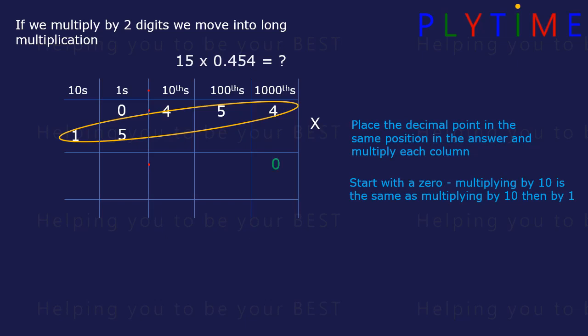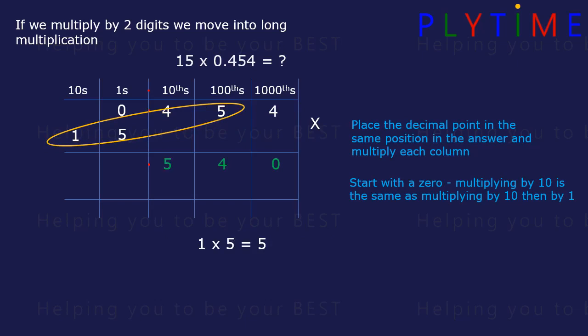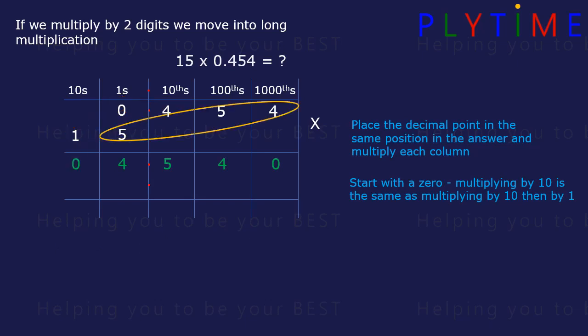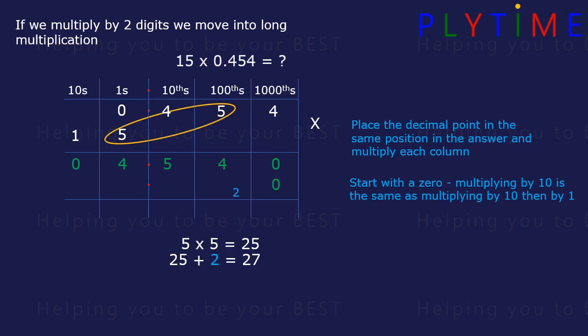Then 1 multiplied by 4 is 4. Then 1 multiplied by 5 is 5. 1 multiplied by 4 is 4. And finally 1 multiplied by 0 is 0. Now we can move to the units multiplication. 5 multiplied by 4 is 20. Write the 0 and carry the 2 forward. Then 5 multiplied by 5 is 25, plus the 2 that we've carried forward is 27. So we write the 7 and carry the 2 forward.